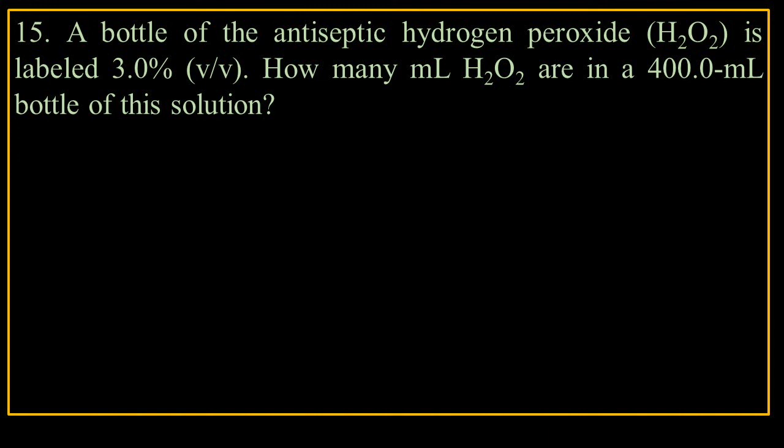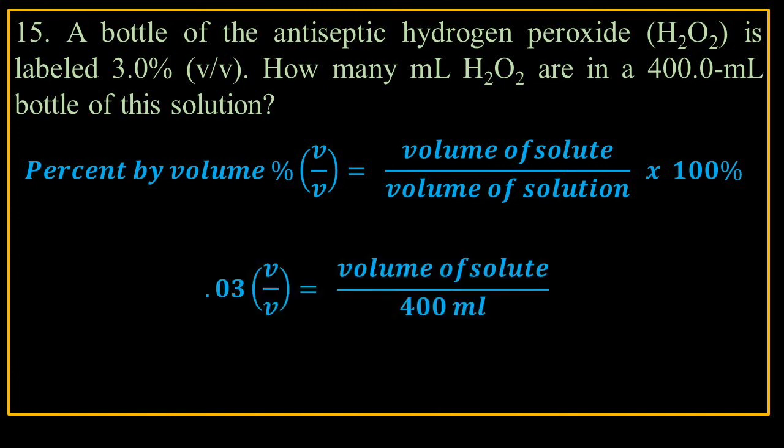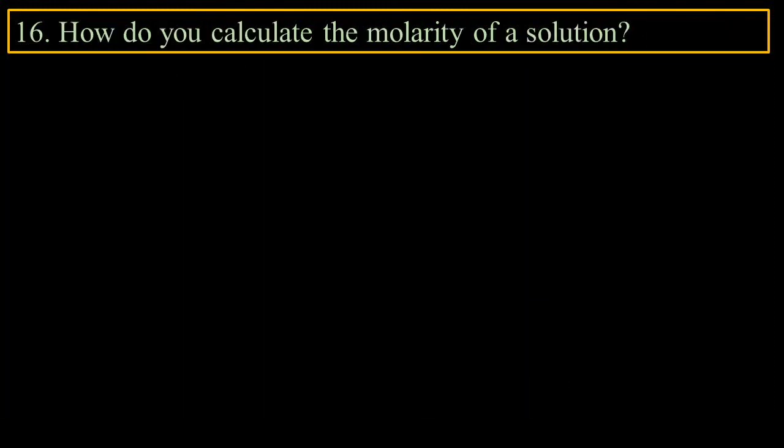A bottle of antiseptic hydrogen peroxide is labeled 3%. How many milliliters of hydrogen peroxide are in a 400 milliliter bottle of this solution? Okay. Well, it's going to be percent by volume equals volume of solute divided by volume of solution times 100%, and it's going to be 0.03 equals, you've got to take that out of percentage, and the answer is 12 milliliters. Don't forget to take it out of percentage when you enter the correct multiplication.